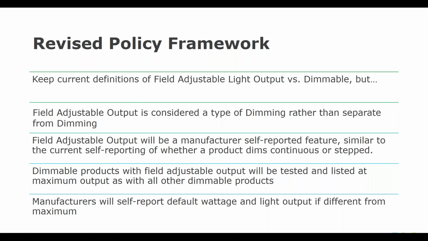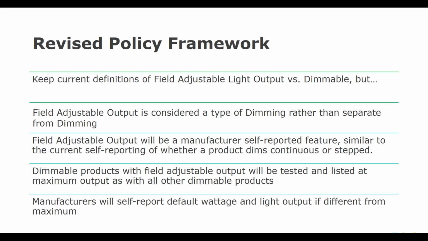This is now a self-reported feature. We'll be looking for alignment in your spec sheets to show that you offer this feature, but it's really something that you're self-reporting in terms of how you want your product to be listed. As I said, in the same way you're selecting right now whether you want your product to be listed as providing continuous dimming, or stepped. All dimmable products, whether they provide continuous dimming, step dimming, field adjustable output dimming, or a combination of these things, will be tested and listed in the same way at the maximum output, all dimmable products.